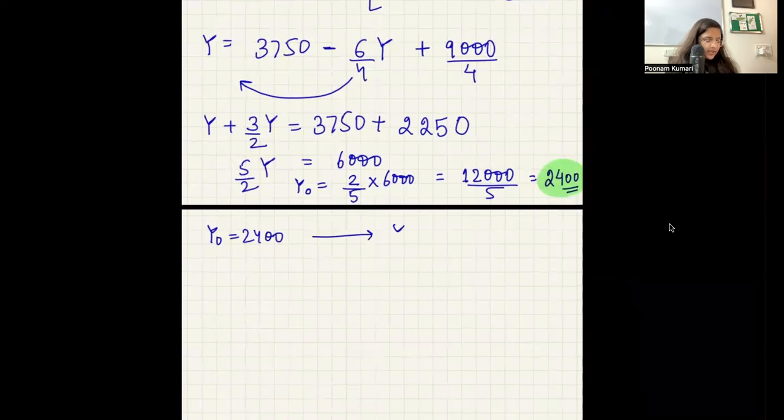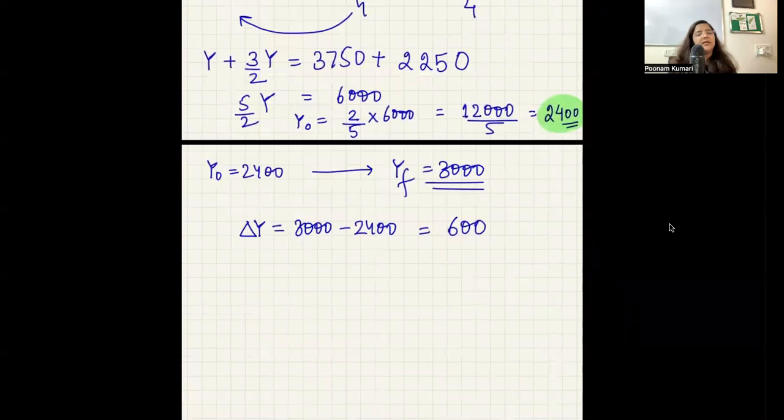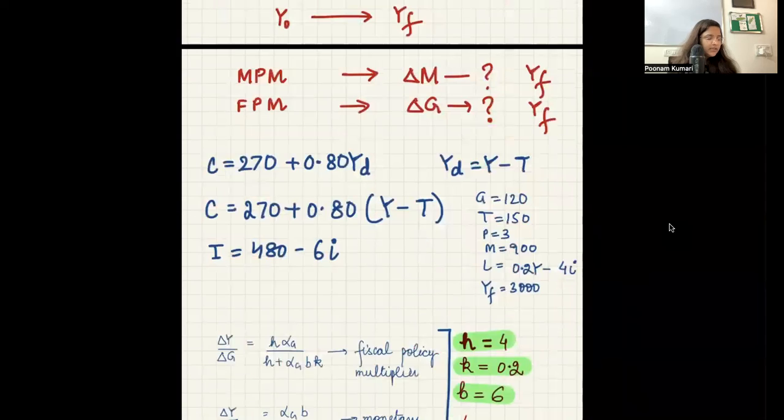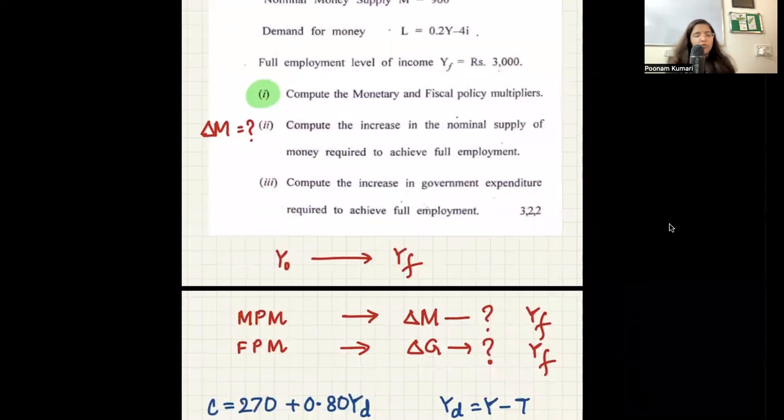You want to reach at a stage where you have your income as 3,000, right? तो आपका जो change in income that you need is basically 3,000 minus 2,400, which is 600. So change in income that you need is 600, right? Now our life is sorted. Nothing else is needed. So अब आपको change in income जो चाहिए, that you know. You need 600 increase in income, 600 units increase in income.